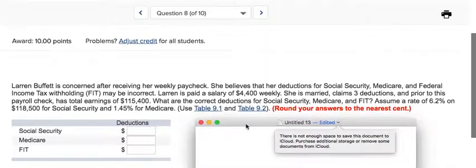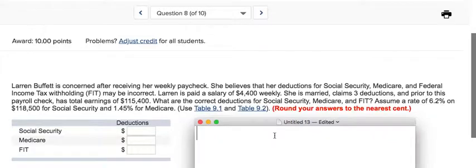Question 8 for your homework. Just another example in addition to the one I just did in the live lecture. Let's see. So Social Security, I've got $118,500. That should be the same for every example, but this is the part where you'll have a different number. Prior to this payroll check, the total earnings were $115,400.